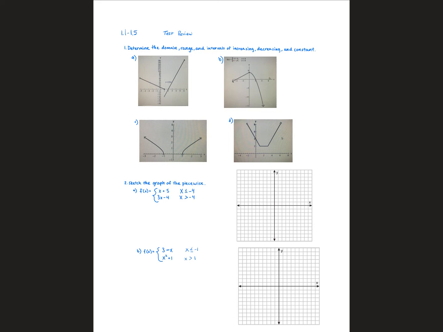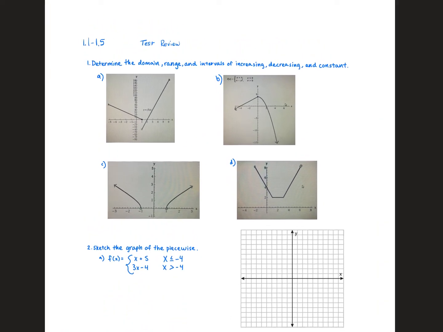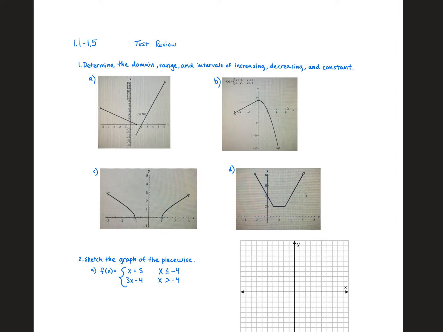Test Thursday is on 1.1 through 1.5, so this is the test review. I'm going to do all the questions from the review, so it may be a little lengthy, but you guys can always skip through it if there's a section that you already understand. So, starting with number 1, determine the domain, range, and intervals of increasing, decreasing, and constant.